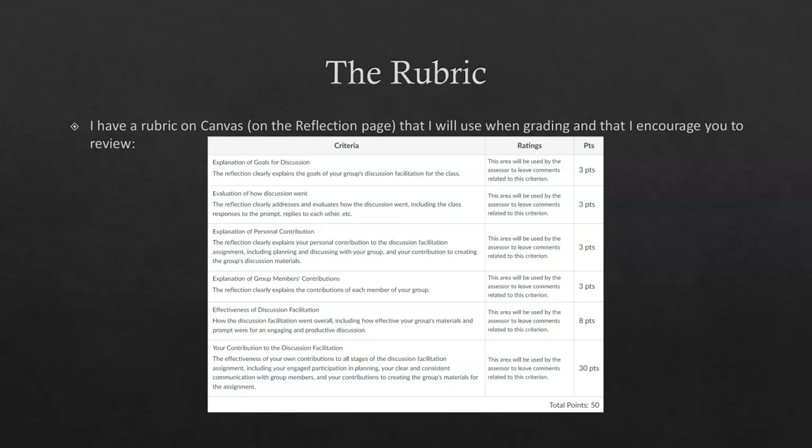And of course, I do have a rubric on Canvas on that page, on the reflection page, and so you can see how I'll be grading this. So you can see on that some of the elements are for the reflection itself, but other elements on the effectiveness of the discussion facilitation overall. And of course, a large chunk is your own individual contribution to that discussion facilitation assignment.